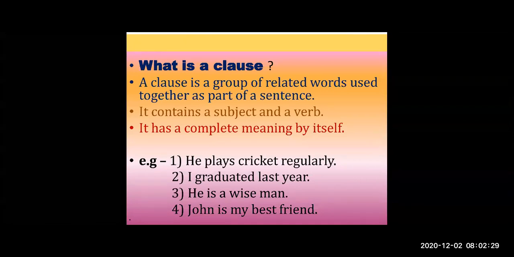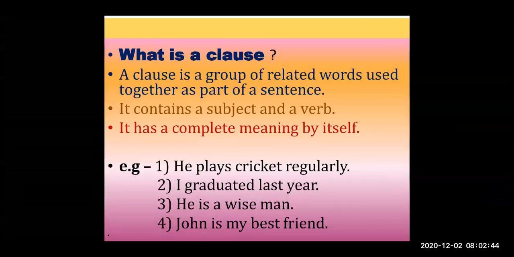A clause is a group of related words used together as part of a sentence. It contains a subject and verb. It has a complete meaning by itself. Now let's see some examples. Let's see the first sentence. The first sentence is, he plays cricket regularly.